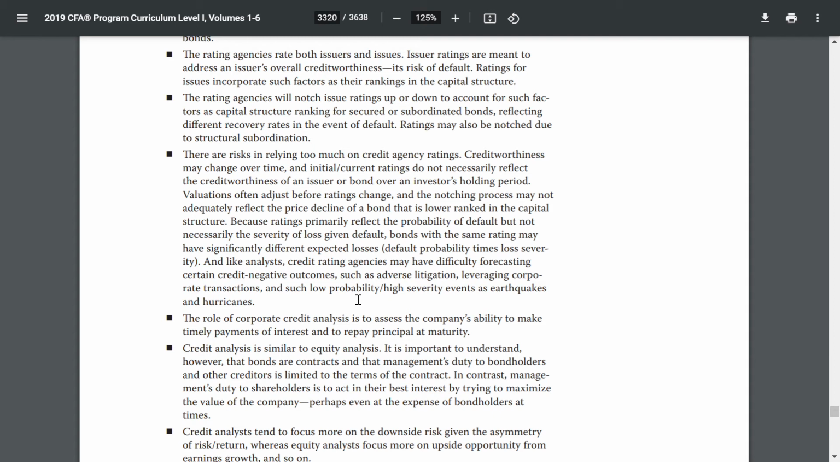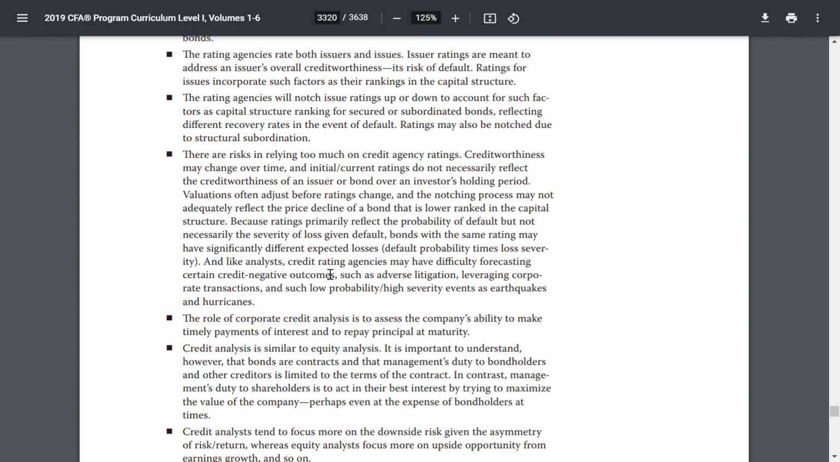Like analysts, credit rating agencies may have difficulty forecasting certain credit-negative outcomes, such as adverse litigation, leveraging corporate transactions, and such low probability, high severity events as earthquakes and hurricanes.